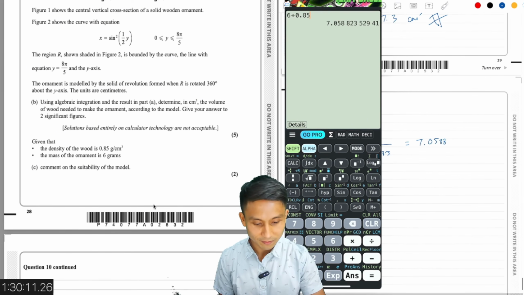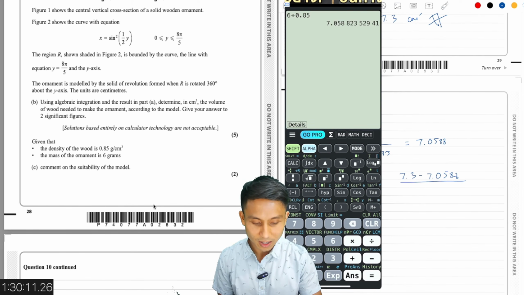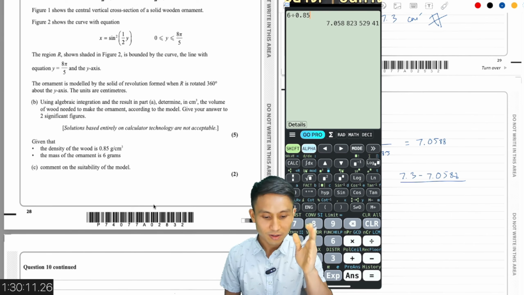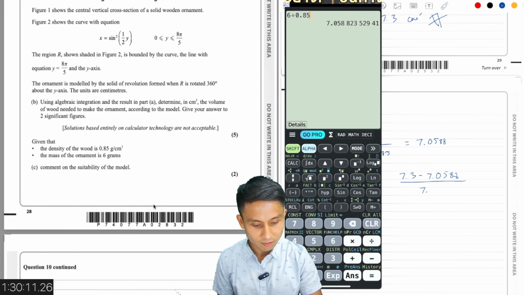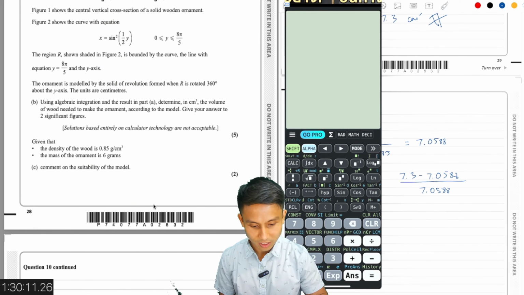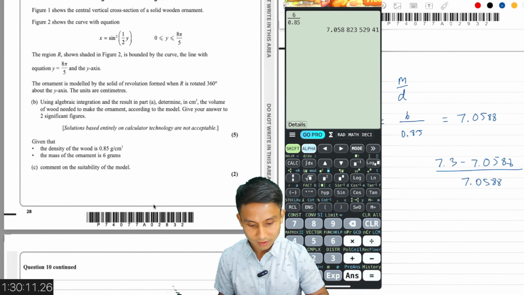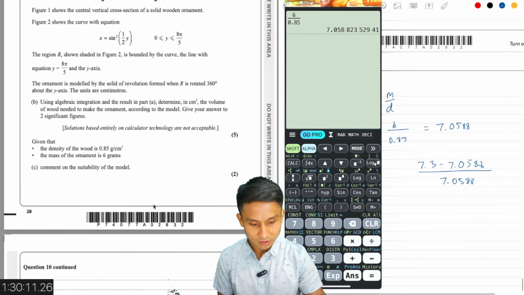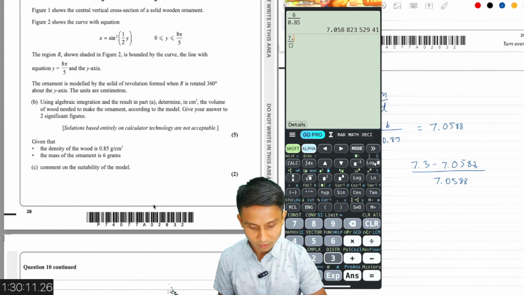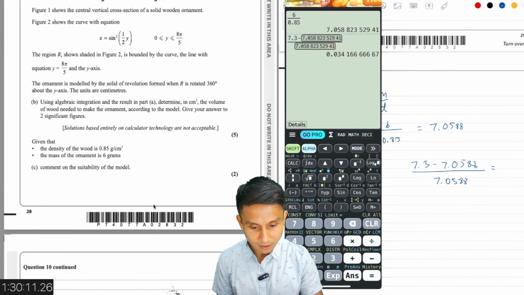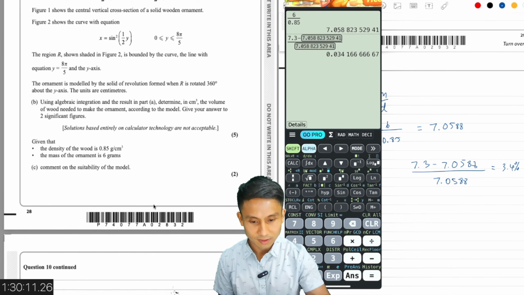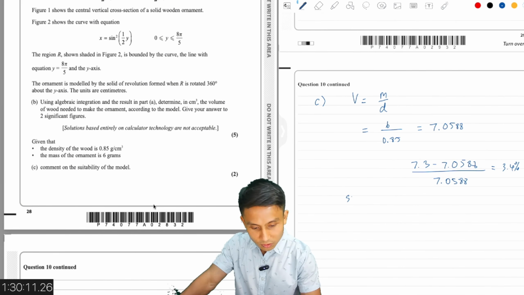So let's find the difference. So 7.3 minus that, divided by the value we compare. Which should be the actual one? The actual one is 7.0588. So I'm going to keep that as answer first. Wait, hang on. 6 divided by 0.85. Store that as an answer and then clear. So I'm going to do fraction: 7.3 minus answer divided by answer. So that's about 3.4% difference.